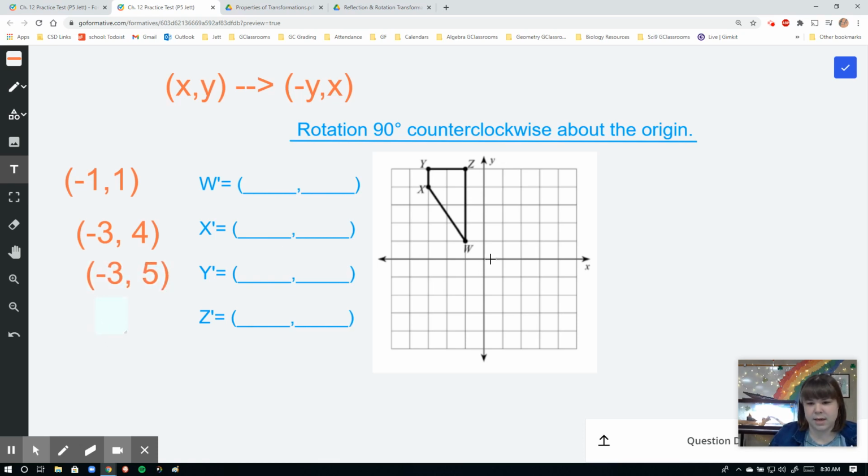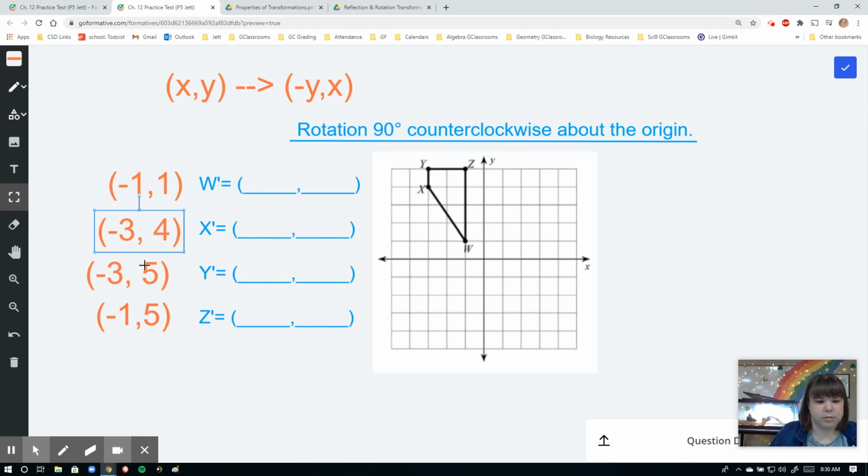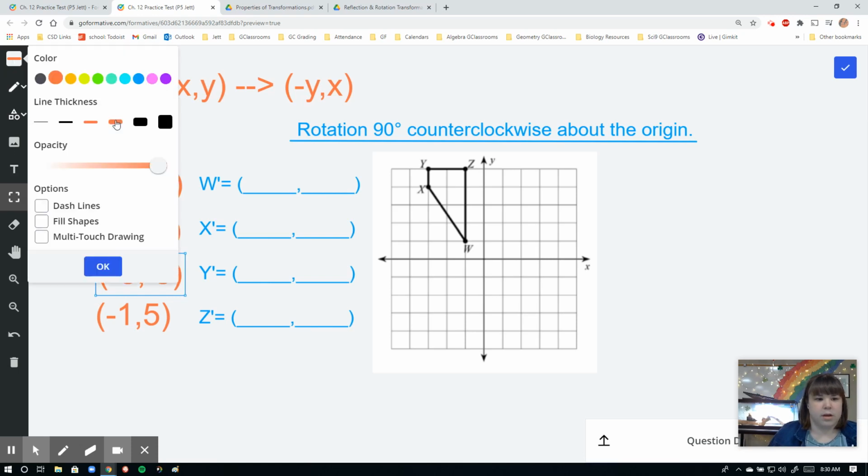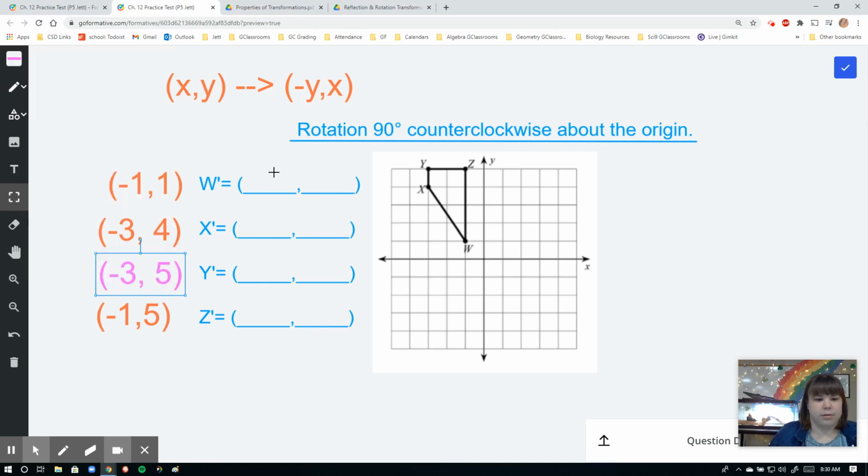And then z would be -1, but then up 1, 2, 3, 4, 5. Move some of these over. There we go. Okay, so now that we have our coordinates for the pre-image, we can do this flip, our swap, and then change the sign of y. Use a new color.